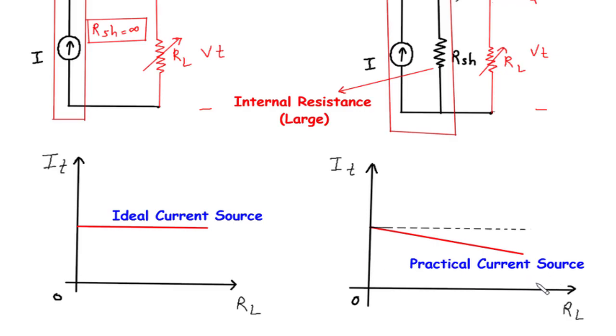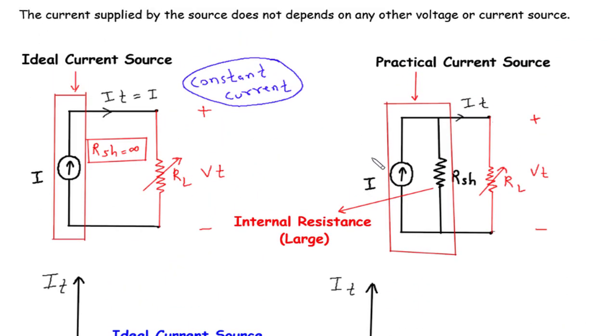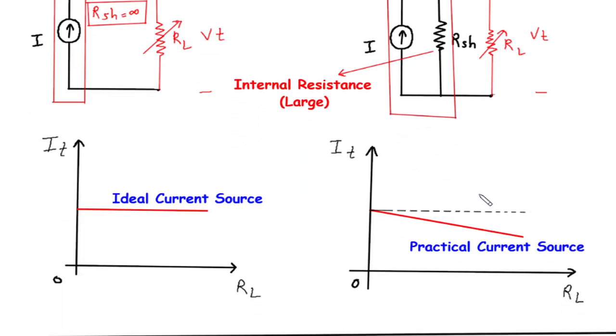However, real-world current sources possess internal resistances, although often relatively large. These internal resistances have a discernible influence on the output current, resulting in variations. To account for this, we introduce the practical current source, which encompasses the ideal current source in series with an internal resistance, RSH. To represent the characteristics of a practical current source, let's create a graph similar to the one for the ideal source. Here, we plot RL on the x-axis and IT on the y-axis.